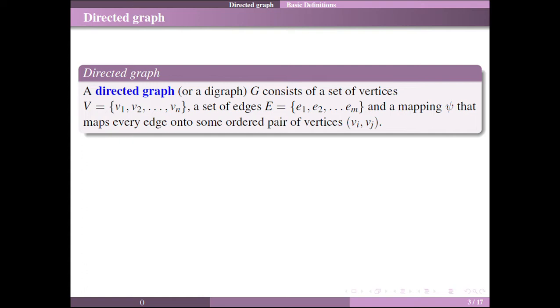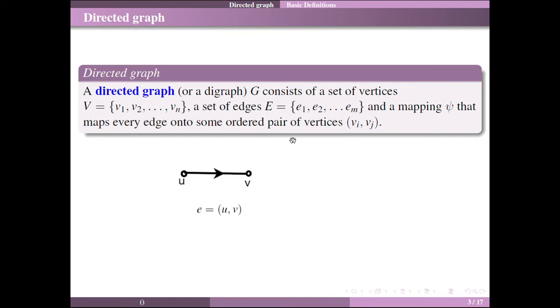A directed graph, or otherwise called a digraph, G consists of a set of vertices V equal to V1, V2, etc. Vn and a set of edges E equal to E1, E2, etc. Em and a mapping psi that maps every edge onto some ordered pair of vertices Vi, Vj. As in the case of an undirected graph, every edge is associated with a pair of vertices which need not be ordered. But in case of a digraph, every edge is associated with an ordered pair of vertices.